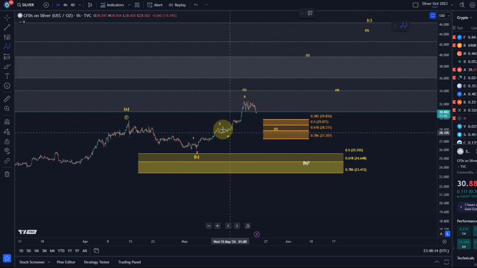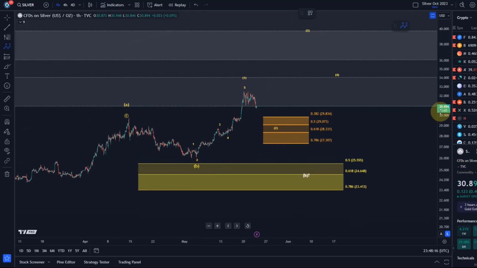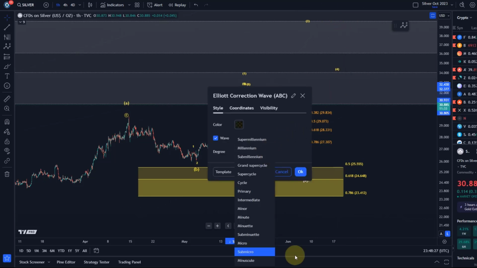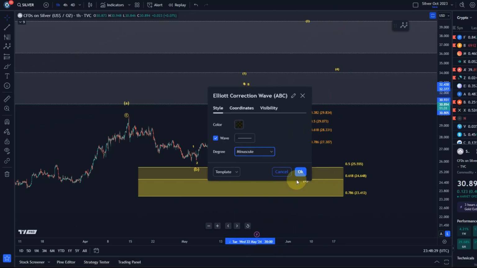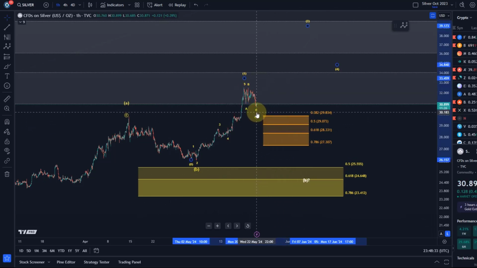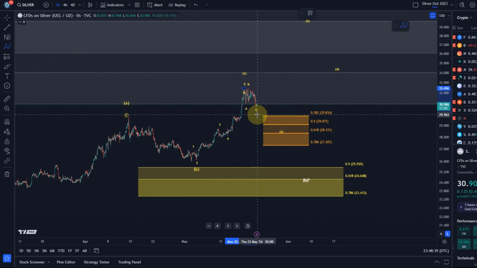There are 2 main scenarios I'm watching here in the very short term. First of all, I'm considering this here a small ABC structure. This is a 3-wave decline, as you can see. So it could be an ABC structure in a wave 2. This would be too shallow to be reliable. So I prefer a more substantial A, B, C.